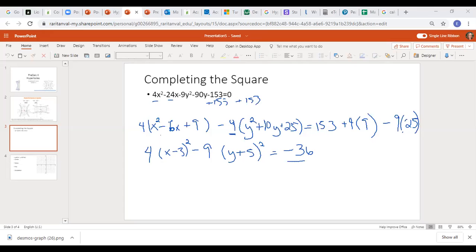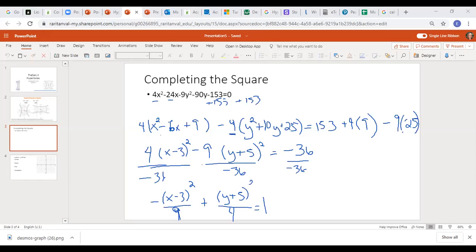To get to standard form, we have to divide everything by negative 36. So this becomes negative x minus 3 squared over 9. When we simplify 4 over 36, we get 1 over 9, and these negatives cancel out. This becomes plus y plus 5 squared over 4 equals 1. I'm just going to rewrite this with my y out front. So this is y plus 5 squared over 4 minus x minus 3 squared over 9 is equal to 1. Okay? So now we have it in the standard format that we can work with.